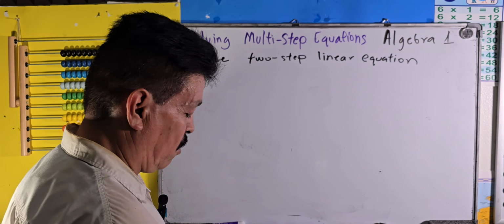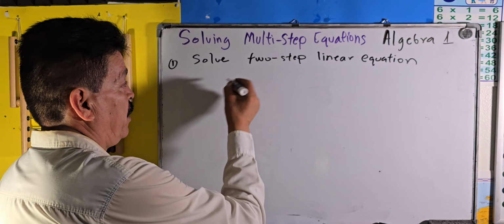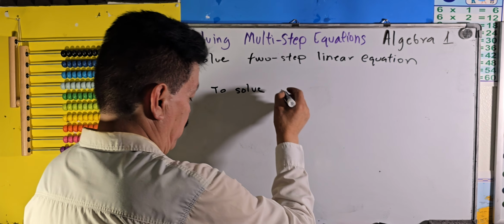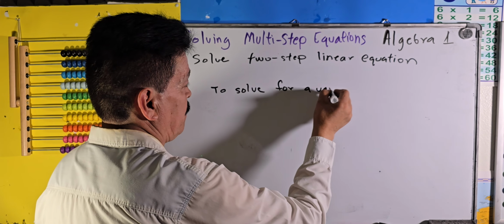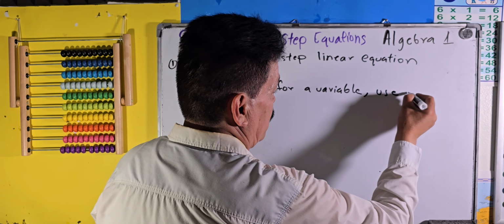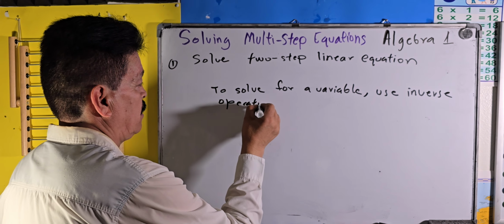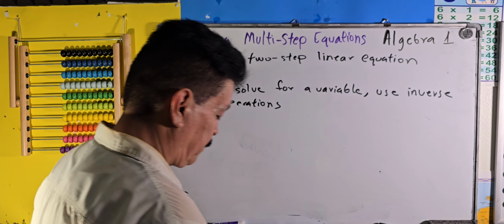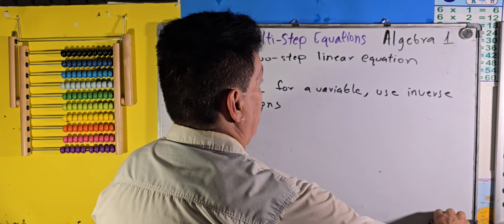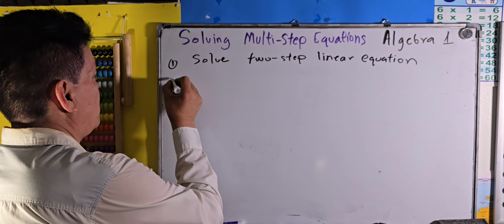All right. So what I mean is to solve for a variable here. This is the main idea: to solve for a variable, we have to use inverse operations. That's the key for solving this problem. So let's go and see the first example.